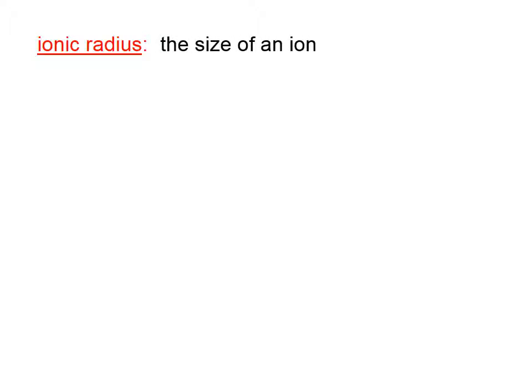The term ionic radius refers to the size of an ion, how big an ion is. In a previous lesson, we used the term atomic radius, which meant the size of an atom. Well, when an atom gains or loses electrons, it becomes an ion. And when it does so, its size changes. It gets bigger or it gets smaller, depending on what it does with electrons.